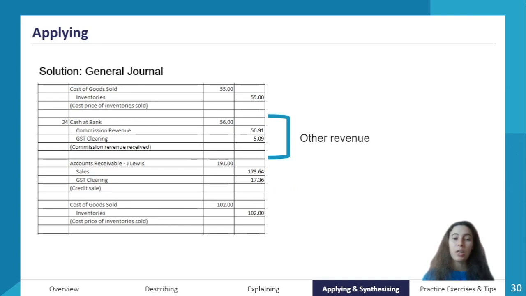And then commission is another possible revenue that you could have. So if you are a real estate agent, for example, then you're going to have likely commission revenue on the different properties that you sell.